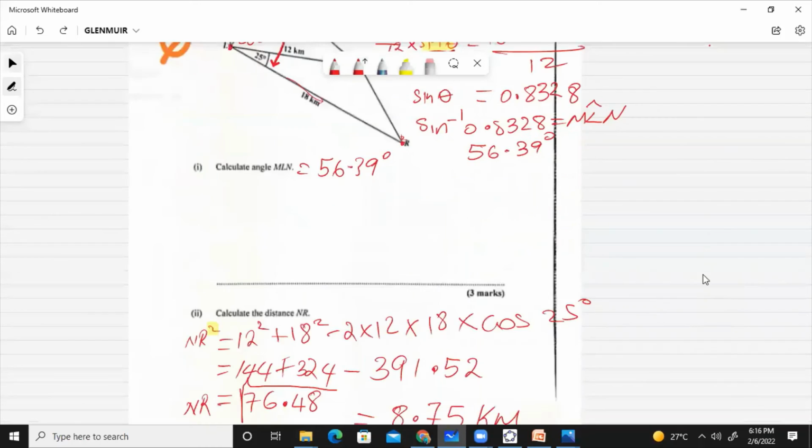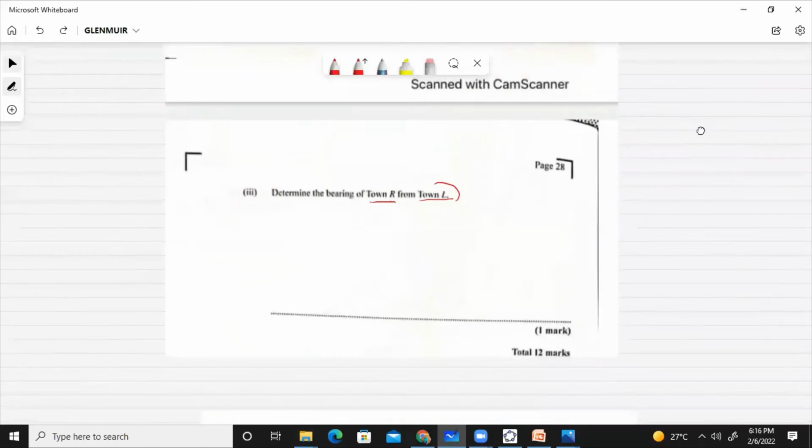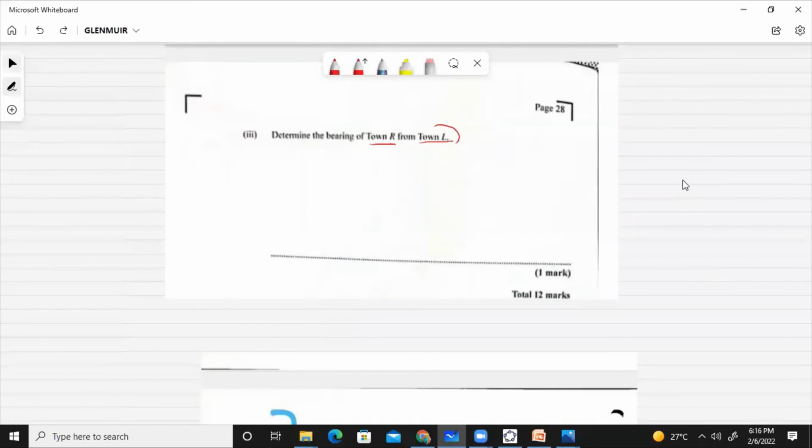So let's go right there. So we have a 50. Hold on.